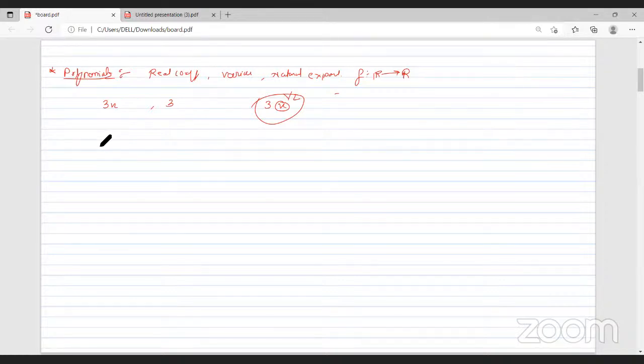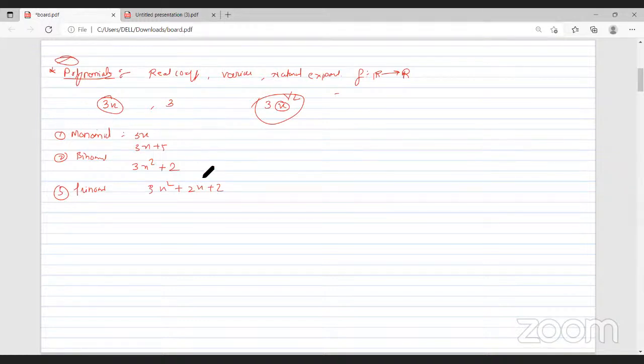So what is a monomial, binomial, trinomial? A monomial is a single term, like 3x. A binomial has two terms, like 3x plus 5 or 3x plus 2x square. A trinomial has three terms, like 3x square plus 2x plus 2. They all fall under polynomial. So this is the basic definition of a polynomial.